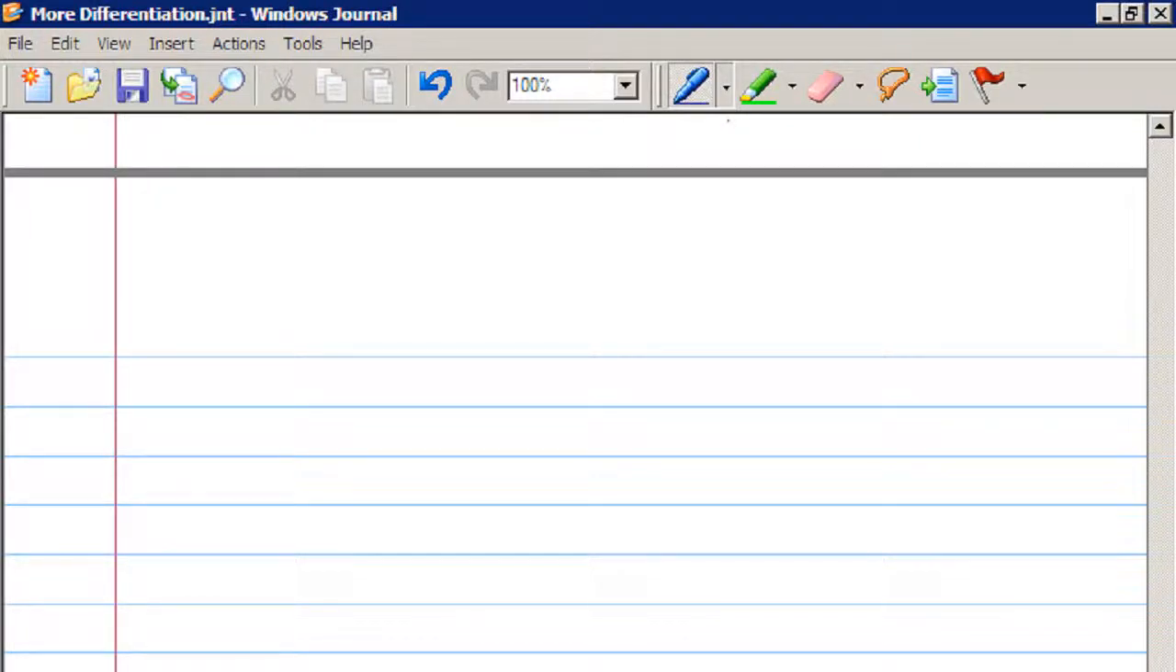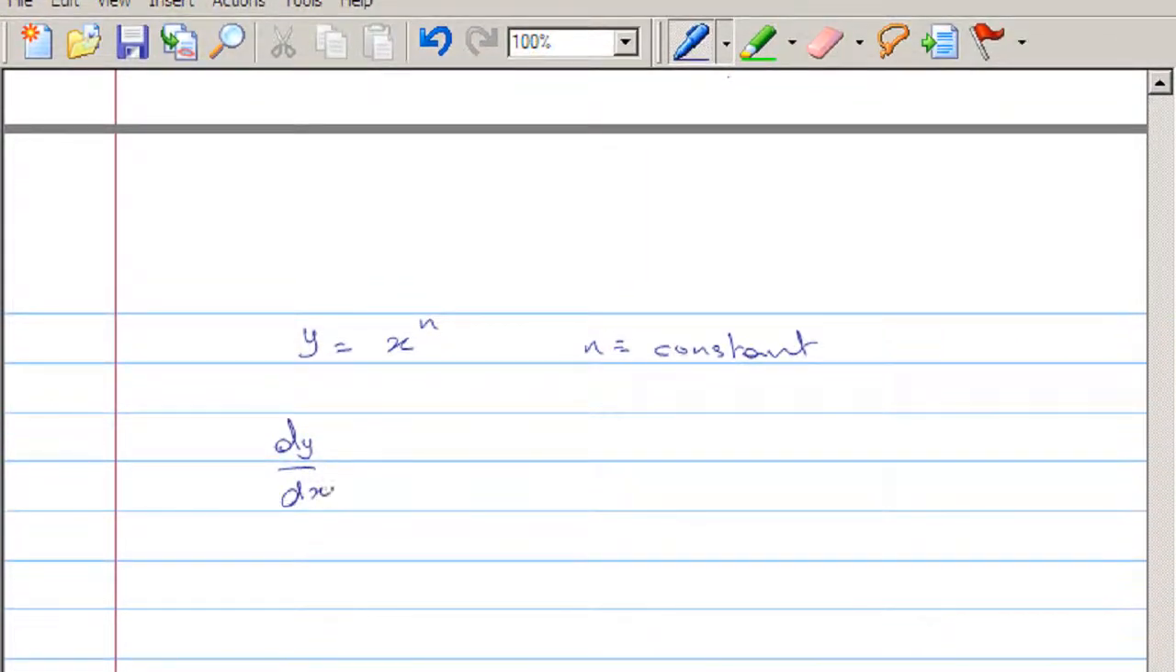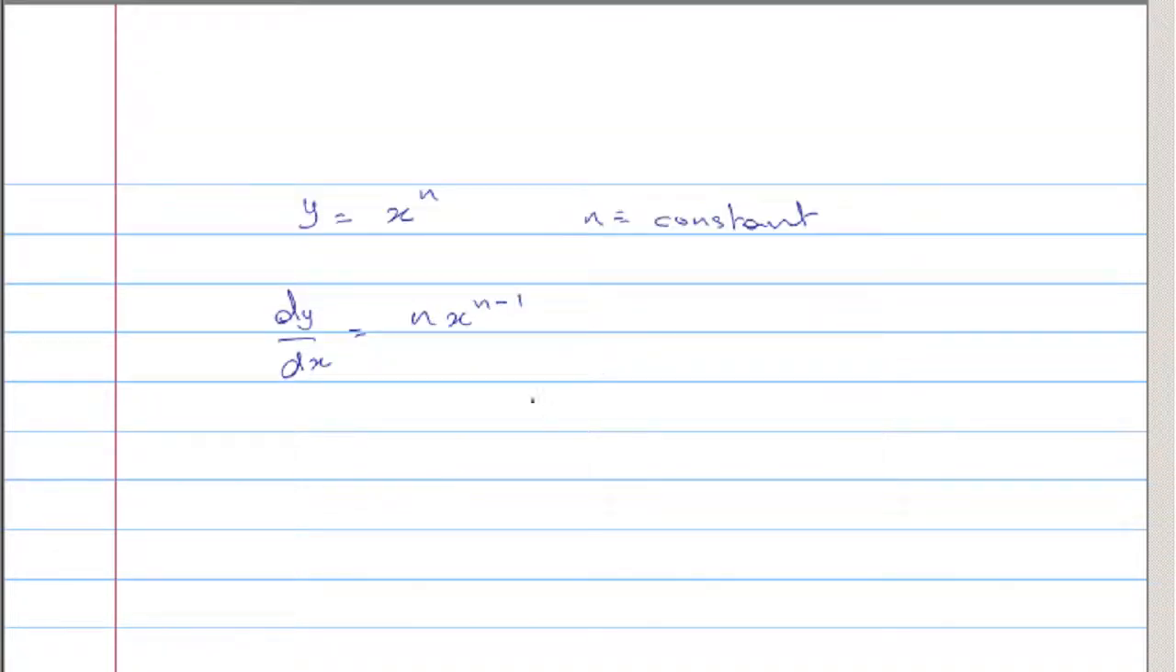Okay, now in the last video I said that if I have a function y equals x to the power n, where n is some constant, then dy over dx is equal to n times x to the power n minus 1. So we'll use this and see how we can differentiate a few functions.